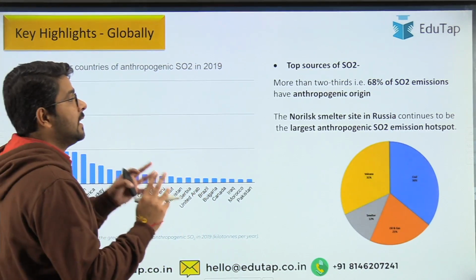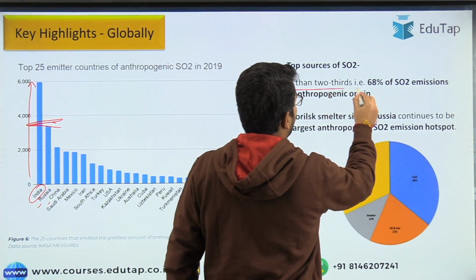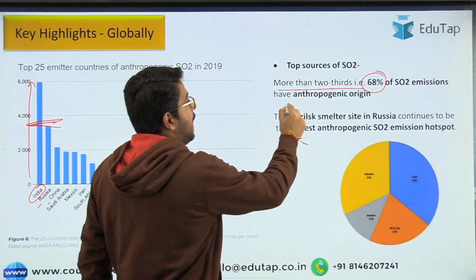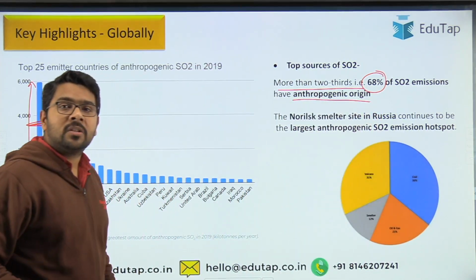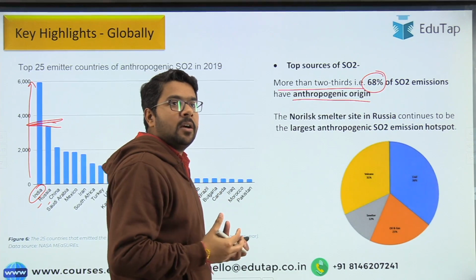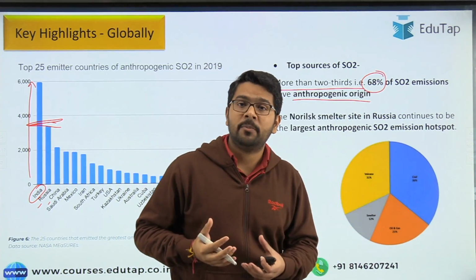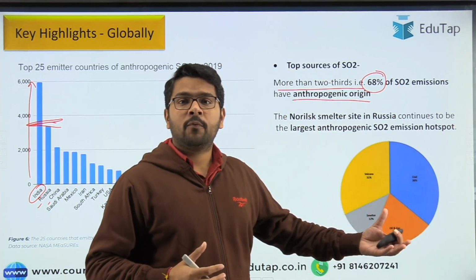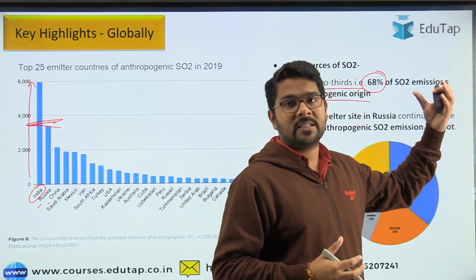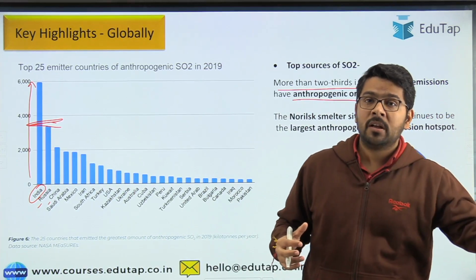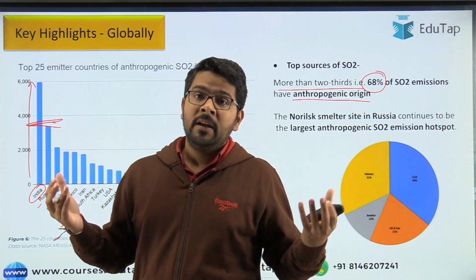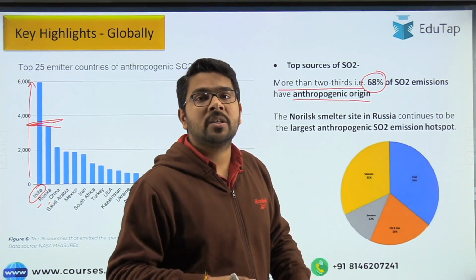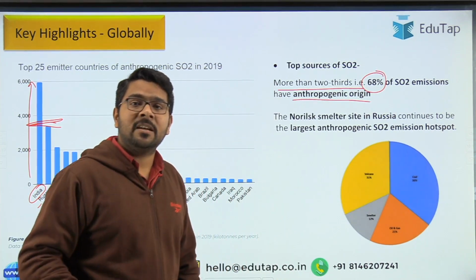Now there are certain other facts, guys: more than 2/3 or 68% of the total sulfur dioxide emission is of anthropogenic origin. This means that 68% of the total SO2 emission is due to man-made activities, for example, burning of coal. India produces a lot of electricity from coal, so due to burning of the coal, a lot of SO2 is released. So this is anthropogenic. Then there must be some natural causes.